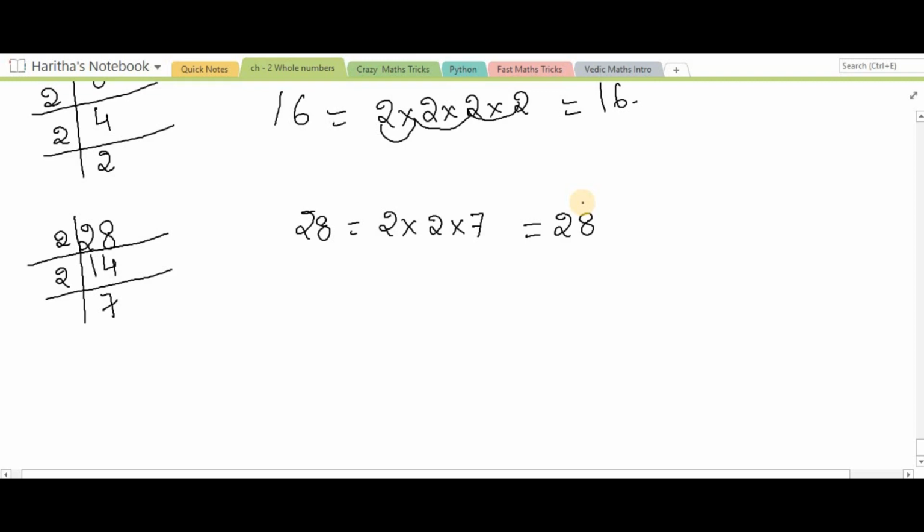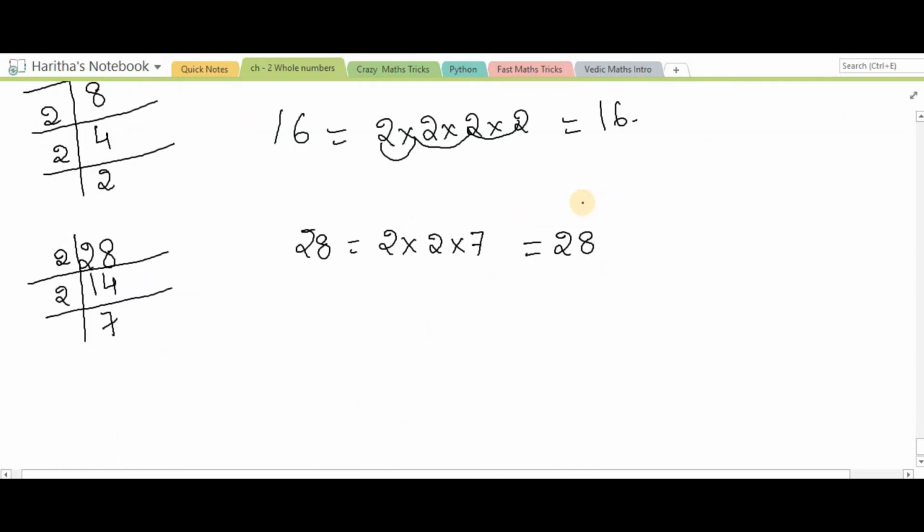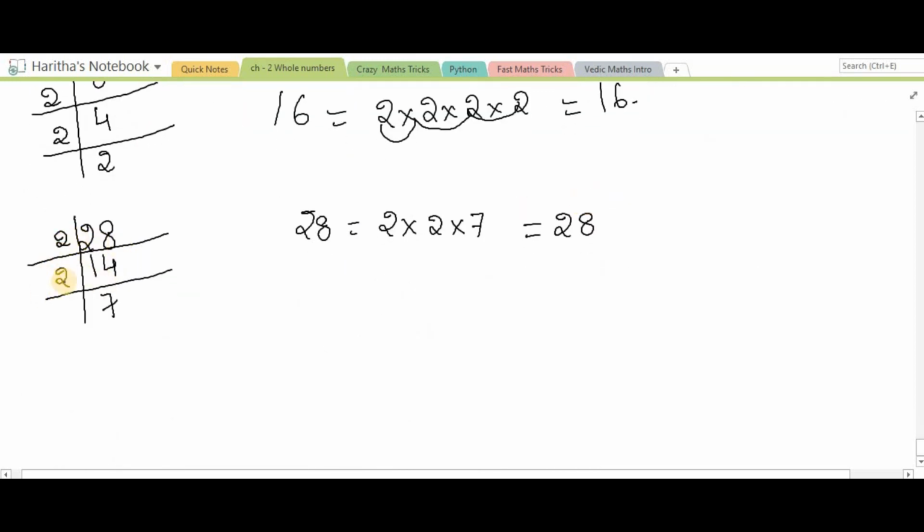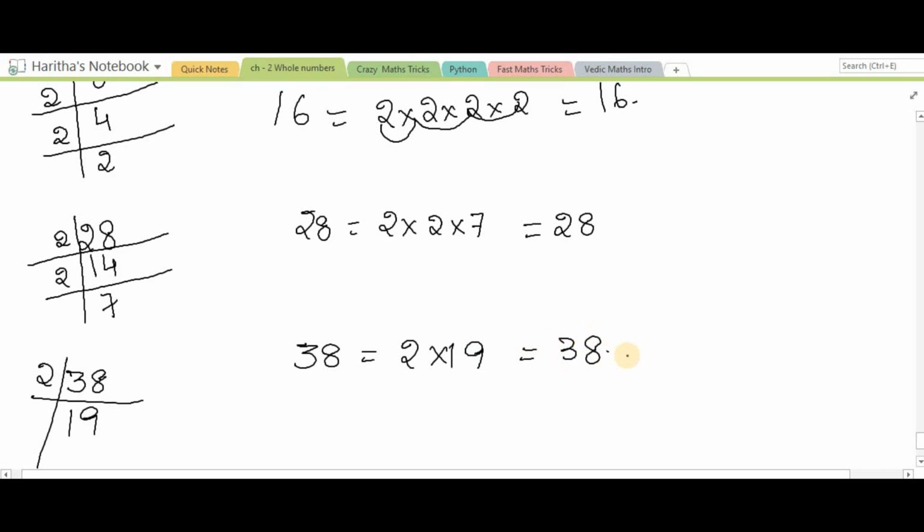Now in the same way, what is the next number we have here? 38. 2 19s are 38. Of course 19 is a prime number. So that means whatever we did is correct. Just simple friends, the prime factors are nothing but just using the prime numbers.